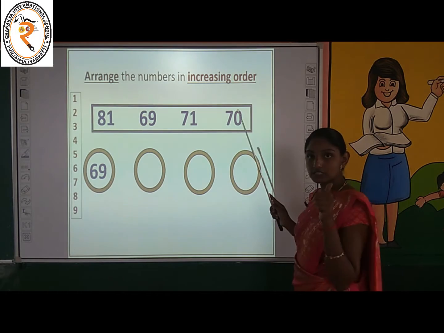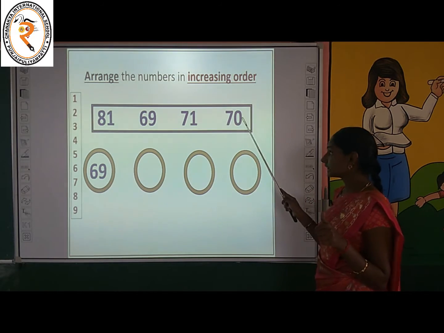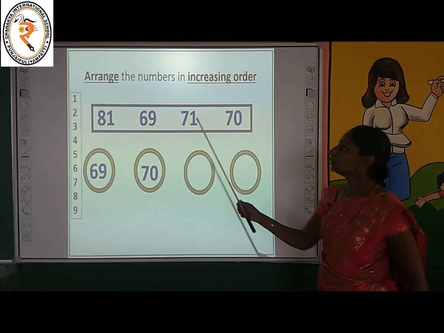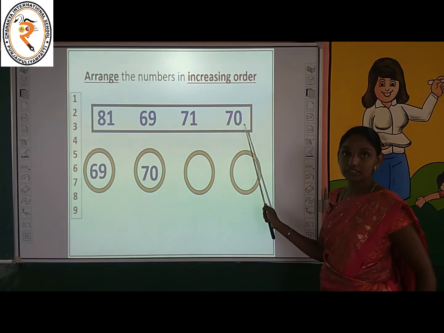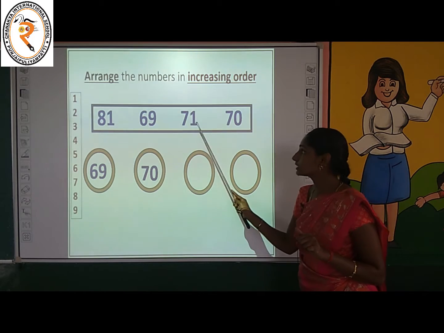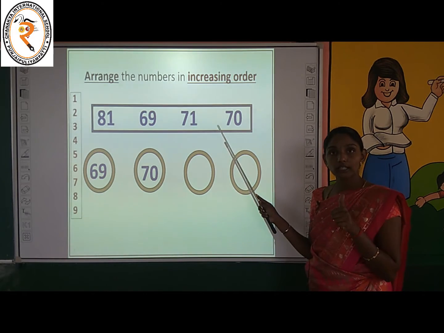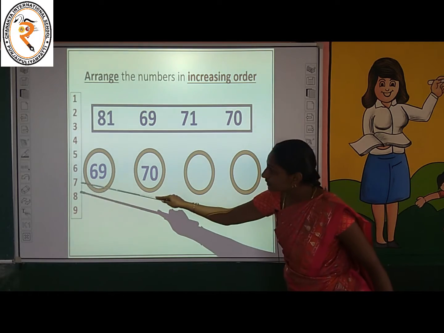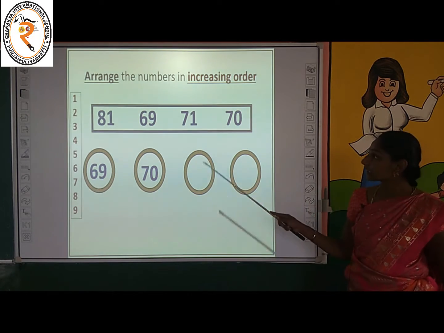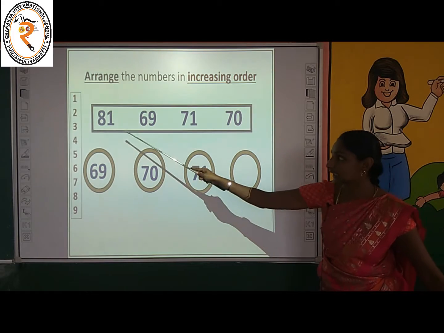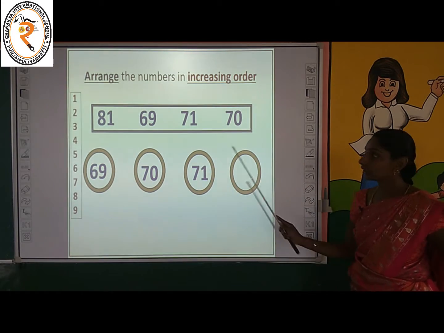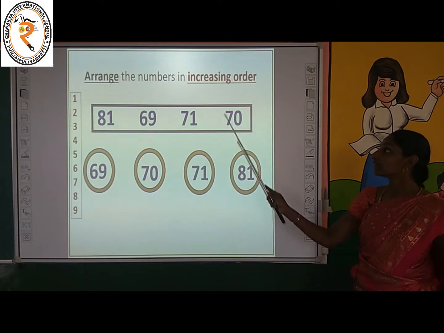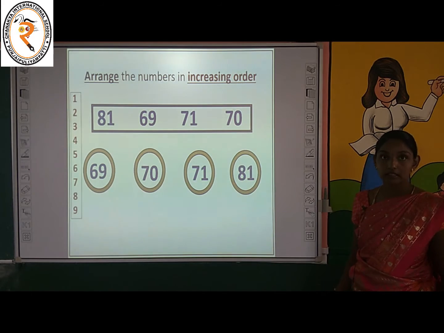1 and 0. Which is smallest? Yes, 70 is smaller than 71. The next number. Now, don't see 69 and 70. What are the remaining numbers? 81 and 71. Which is smaller, children? Yes, 8 and 7. 7 is smaller. That means 71 is smaller than 81. In the last circle we have to write the remaining number. Like this you arrange the numbers in increasing order.